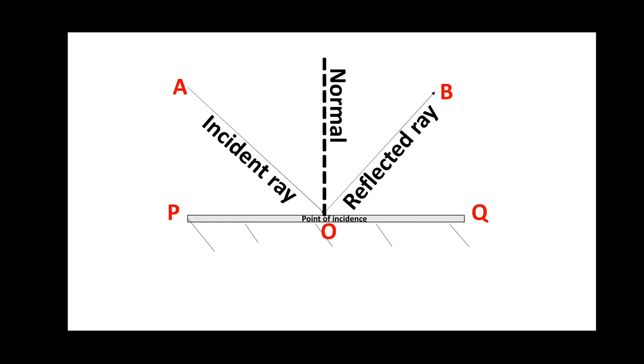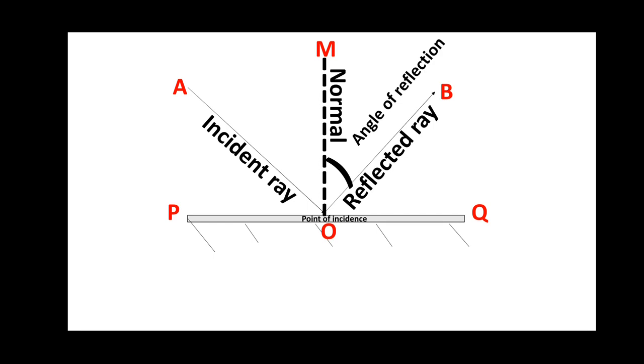It can be named as OM. I will repeat once again. Normal is the imaginary line perpendicular to the reflecting surface at the point of incidence. The angle between the reflected ray and the normal is the angle of reflection.